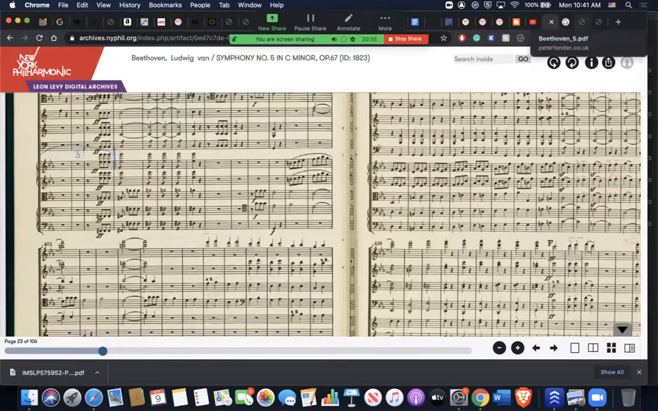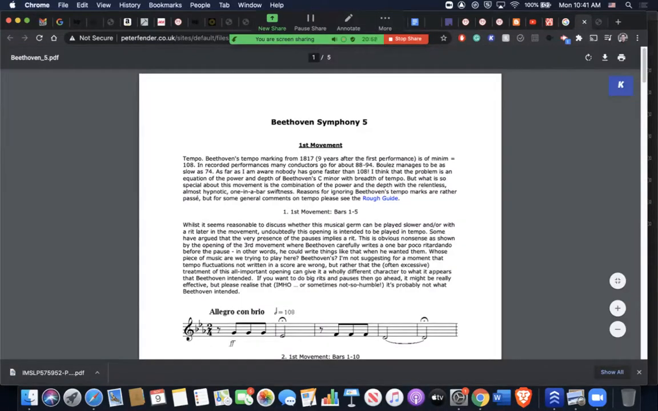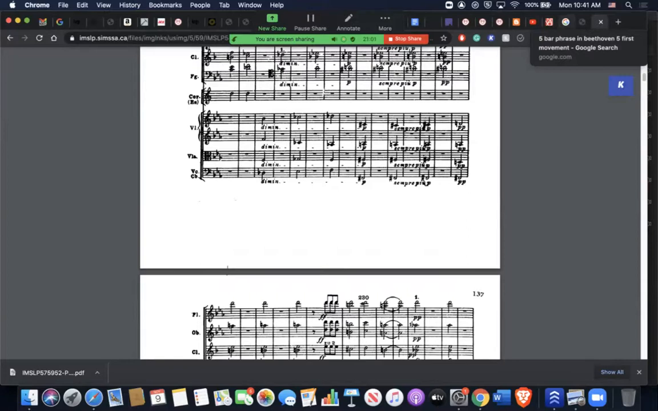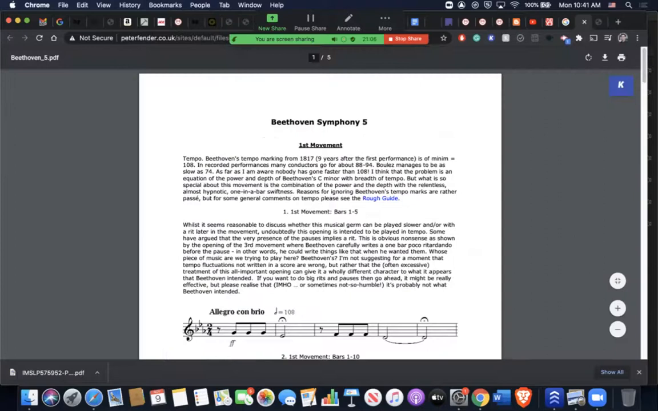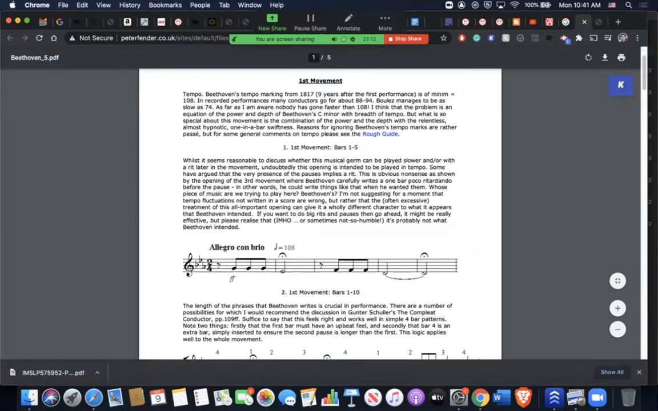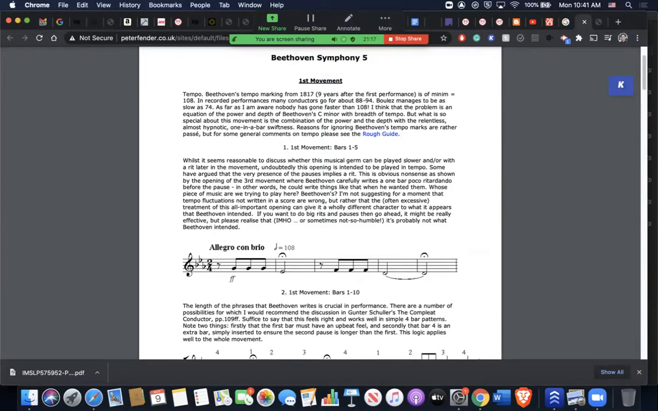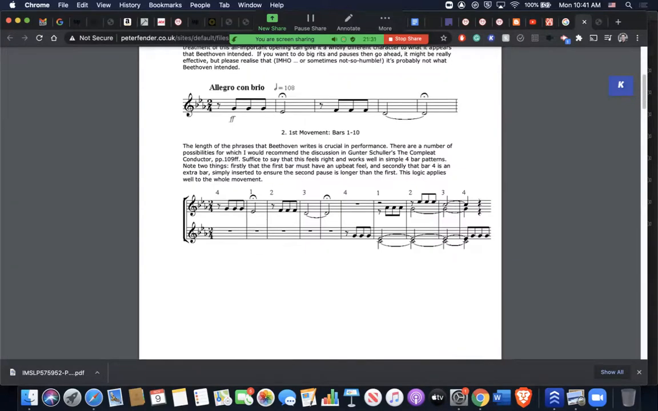Okay, and then I'm going to show you another. There are two. Yeah, there's this one and this one. But let's go to this one first. This is by, I believe, Peter Fender, who's a conductor in the UK, and he also talks about this idea of a hypermeter. And the person who's really made this a thing is Gunther Schuller. And in his book, The Complete Conductor, he talks about this exact idea of this hypermeter, 4 and the 1, 2 and the 3.